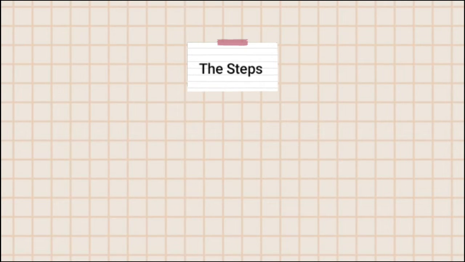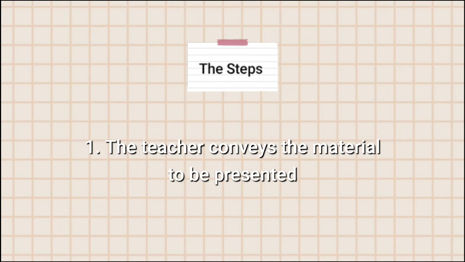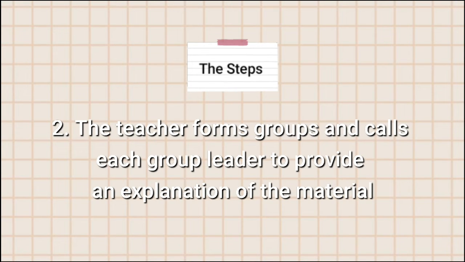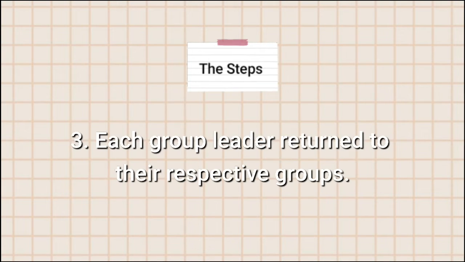Next, we move to the learning steps of the snowball throwing method. First, the teacher conveys the material to be presented. Second, the teacher forms groups and calls each group leader to provide an explanation of the material. Next, each group leader returns to their respective groups.